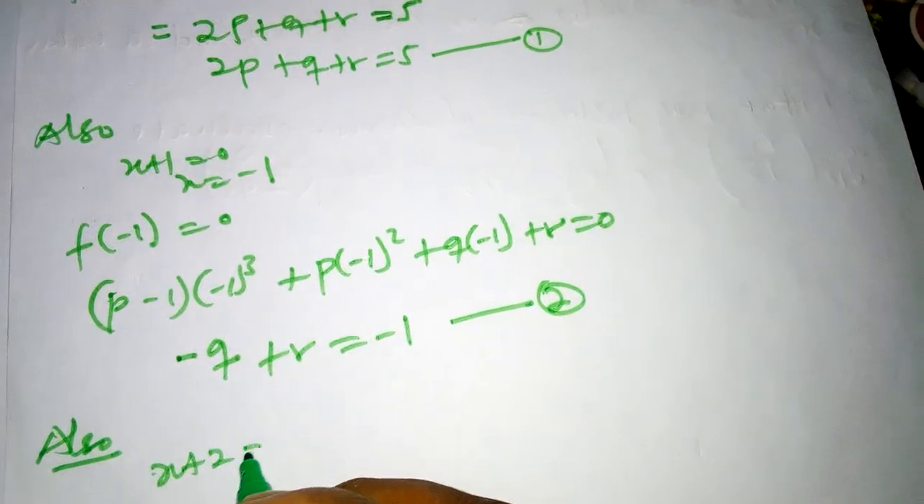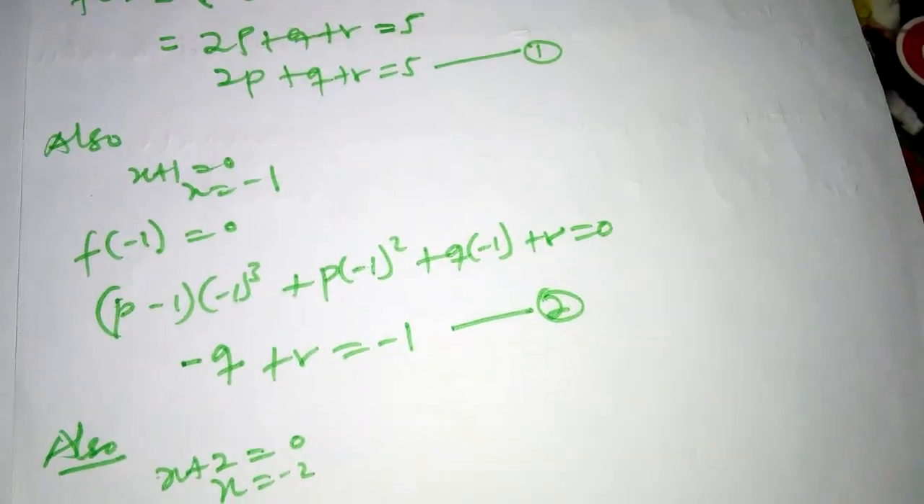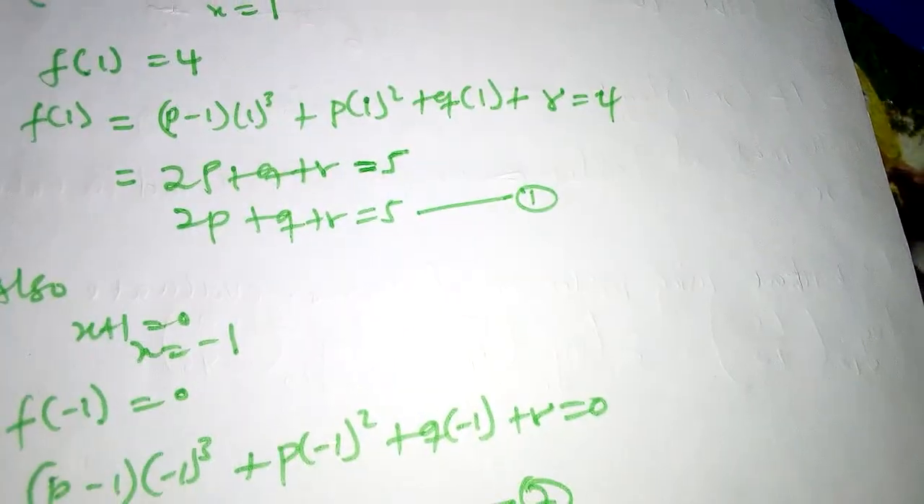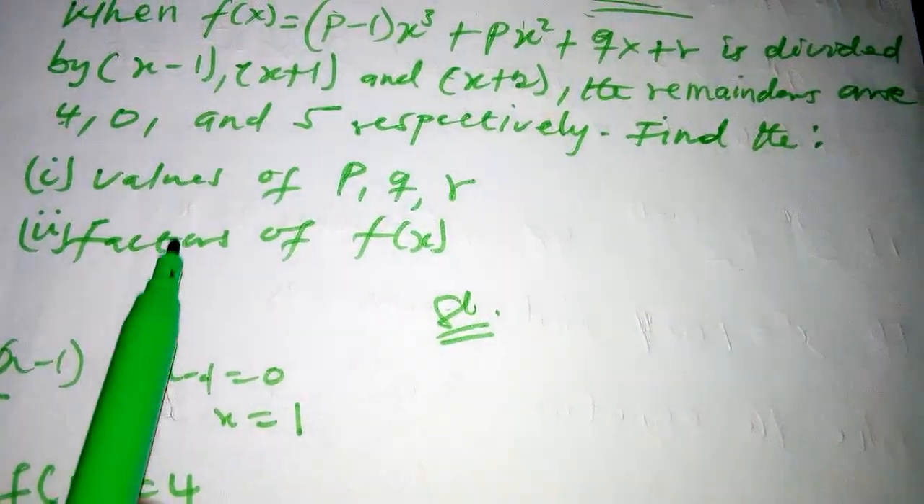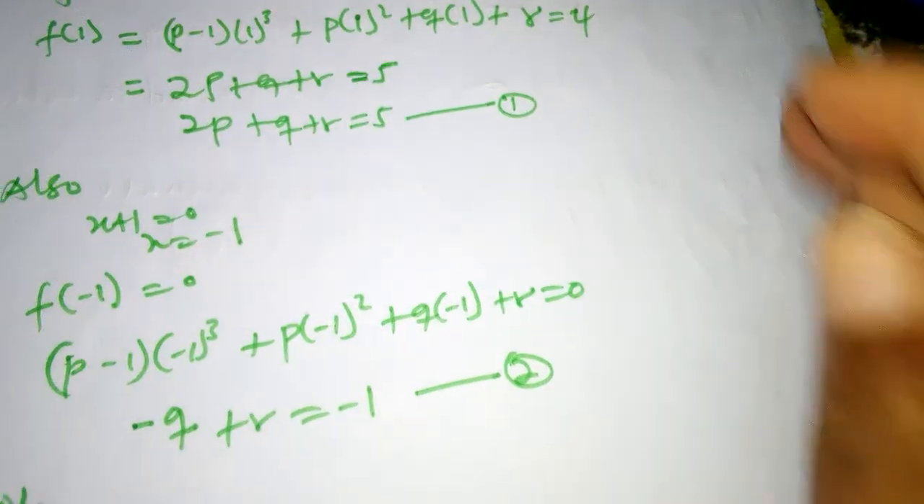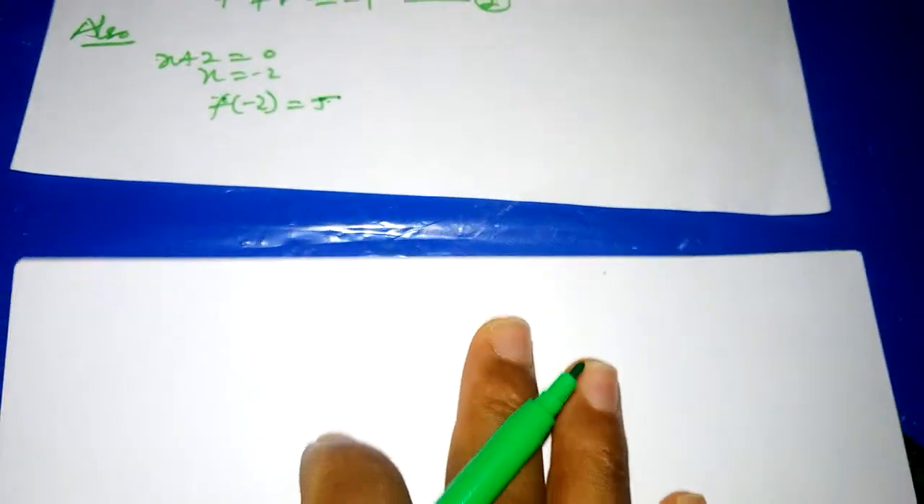Then we take the last factor, s plus 2. So we have s plus 2 equal to 0, and you have s equal to negative 2. Therefore, you have f of minus 2. The remainder was 5, so we equate this one to 5. Let's go to the next sheet so that we continue over there, and shift this one to the top.